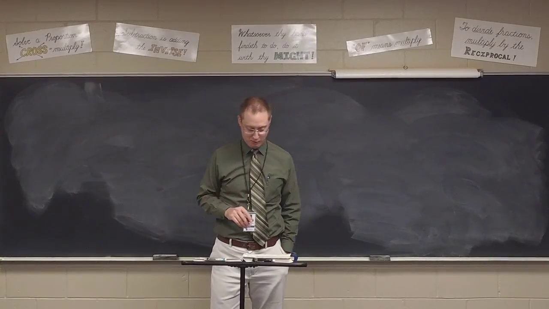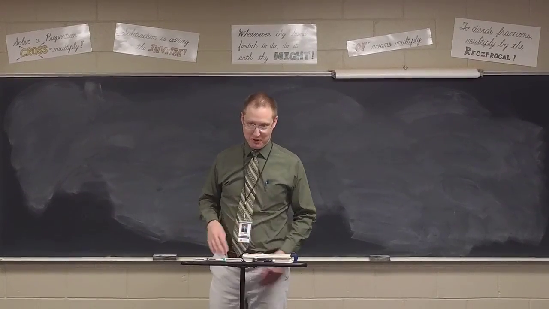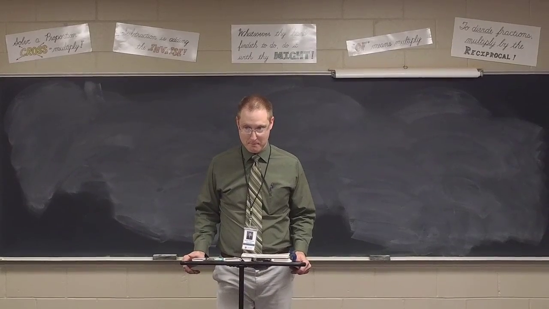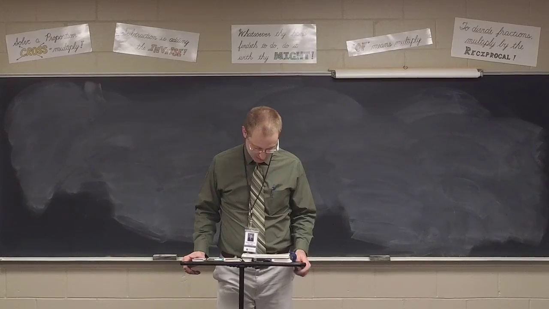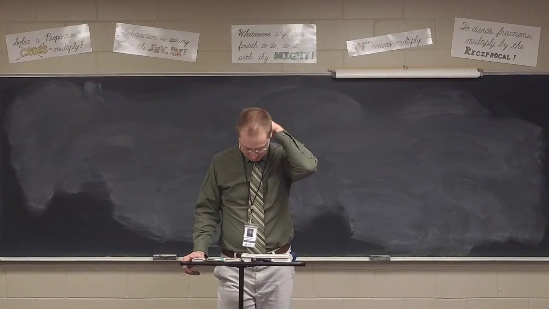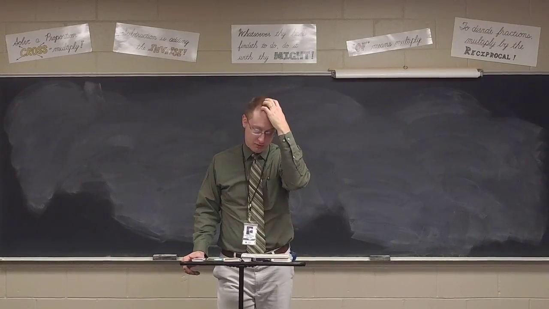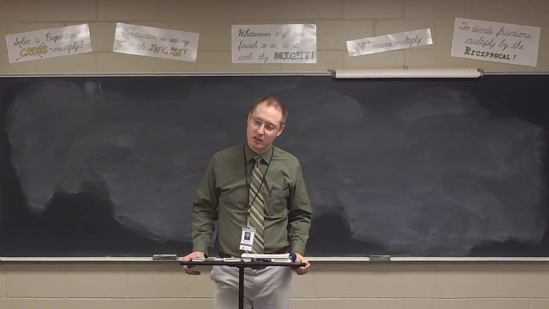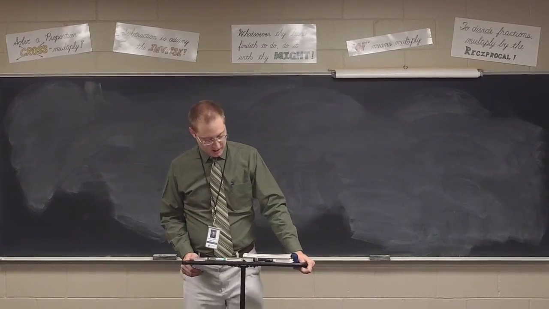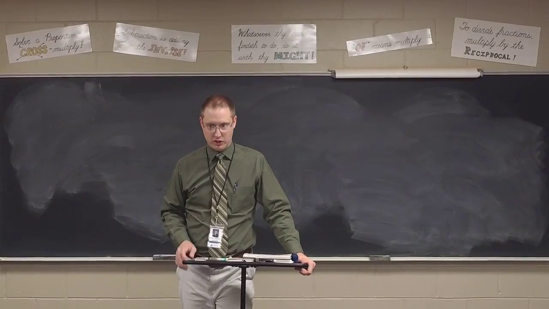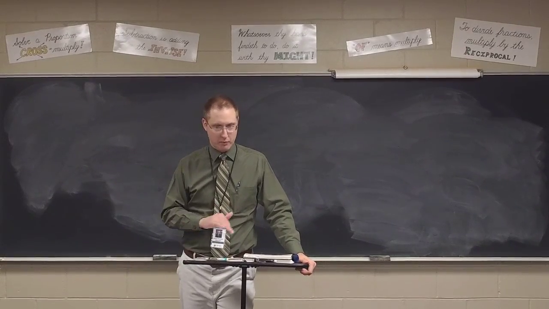So, Brecken, let me call on you. What is the square root of 36? The square root of 36 is 6. Square root of 36 is just 6. Plain old, ordinary, rational 6.